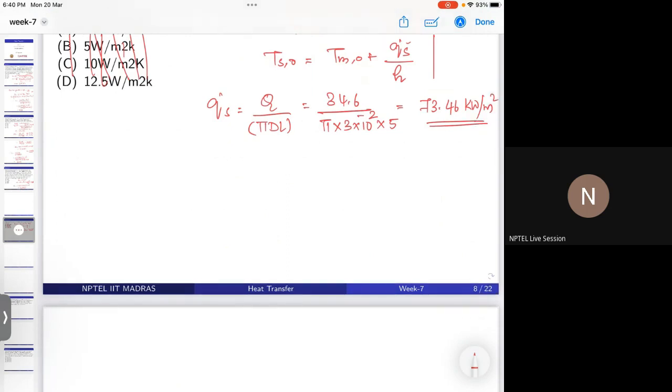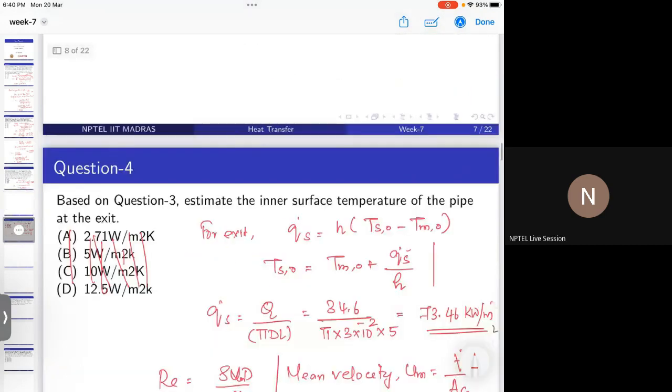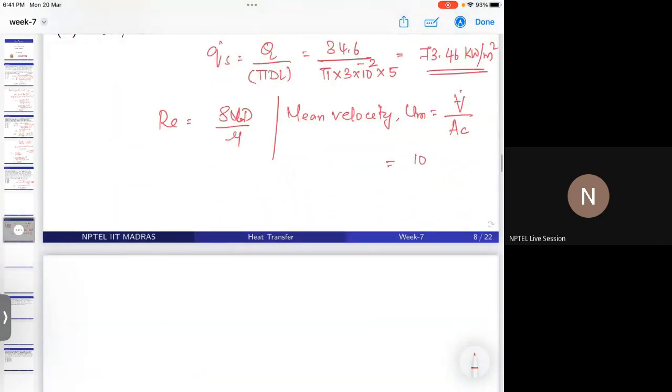So for finding out H, we have to find out the Reynolds number of the flow. Reynolds number is rho U_m D by mu, where U_m is the mean velocity. So we have to find out the mean velocity first. That is the volume flow rate divided by the cross-sectional area, because the volume flow rate is already given, 10 liter per minute. So that is 10 into 10 raised to minus 3 divided by 60 per second. Area of cross section is pi by 4 into 0.03 the whole square.